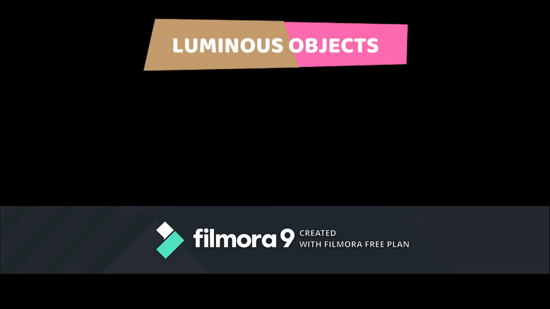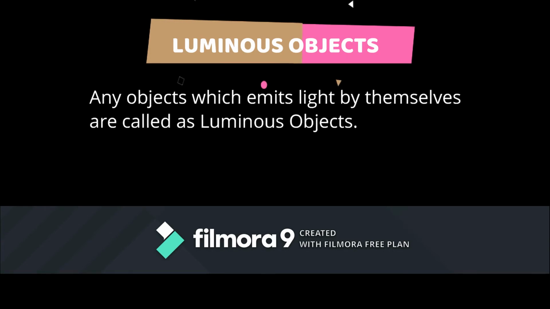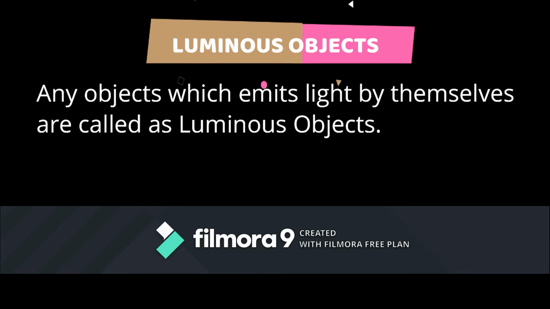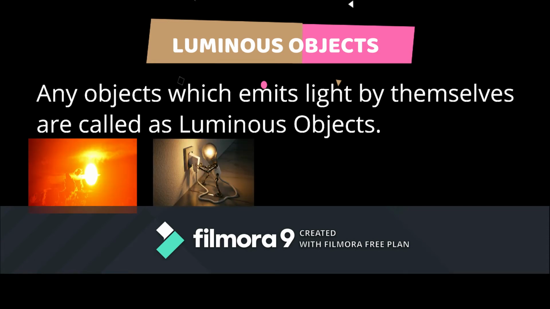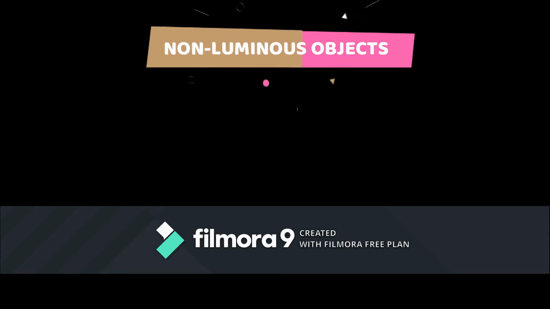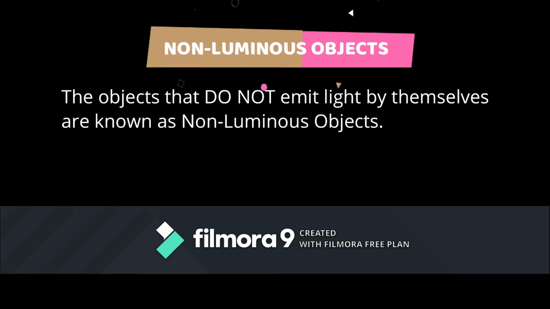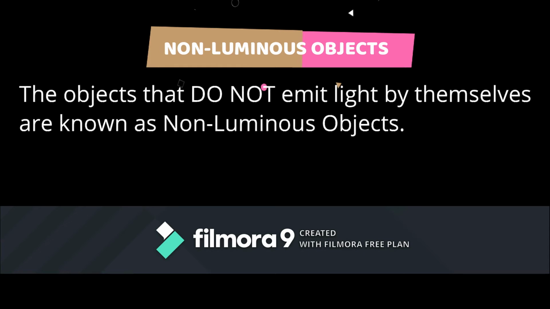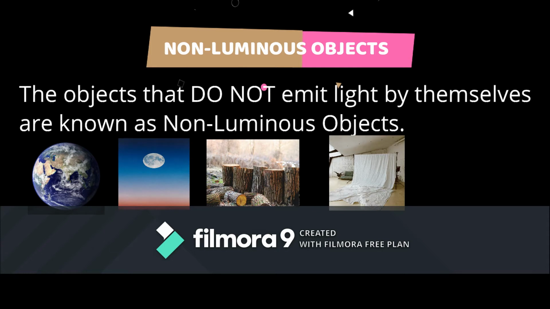What are luminous objects? Any objects which emit light by themselves are called luminous objects. Examples: sun, light bulbs, candles, stars, etc. What are non-luminous objects? The objects that do not emit light by themselves are known as non-luminous objects. Example: earth, moon, wood, and a piece of cloth, etc.